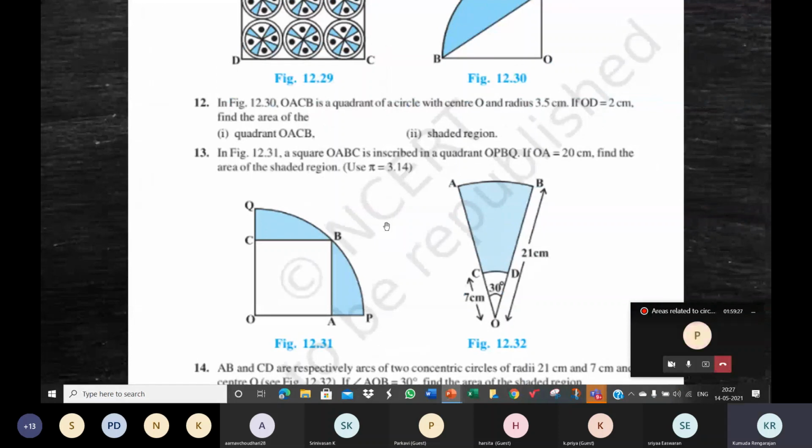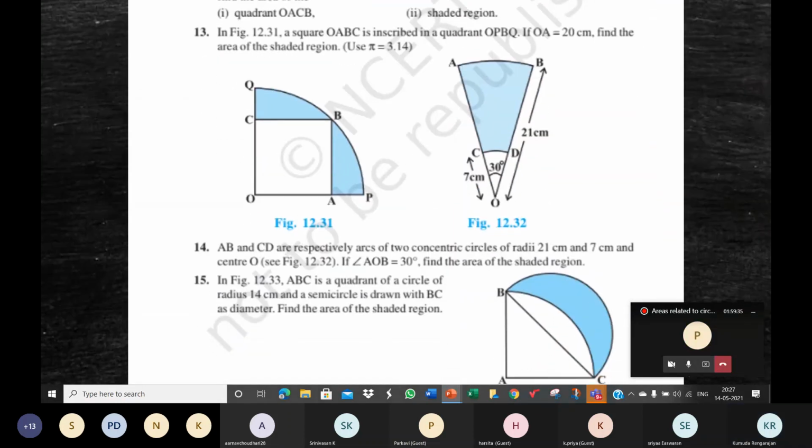And now I want you to do the 13th and 14th one. Please try 13 and 14. These two figures.